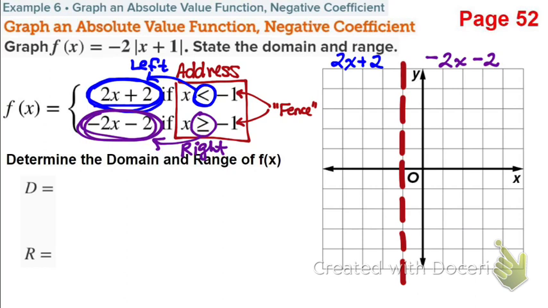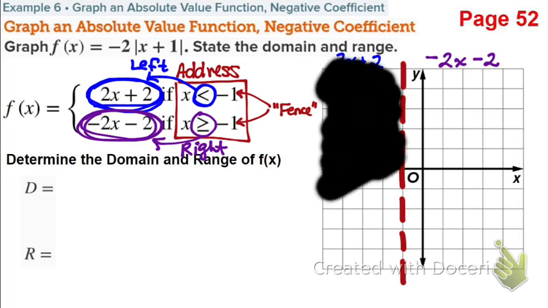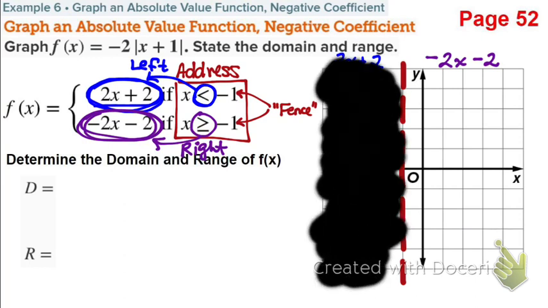Which side is the y-axis on? The left or the right of my fence? Right side of my fence. Let's go graph that one first then. I'm going to ignore this side for right now. I'm going to graph just the right side because I can use my slope and my y-intercept to graph this here. Where is the y-intercept for this side?